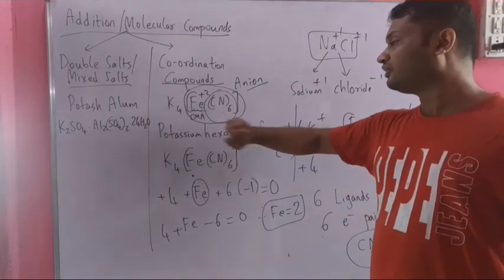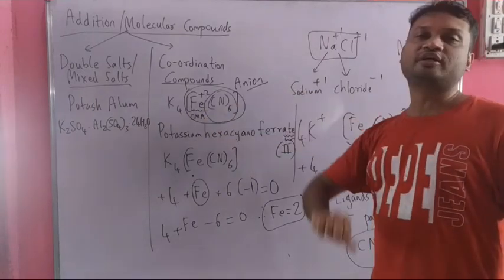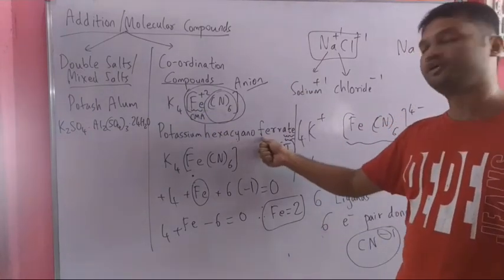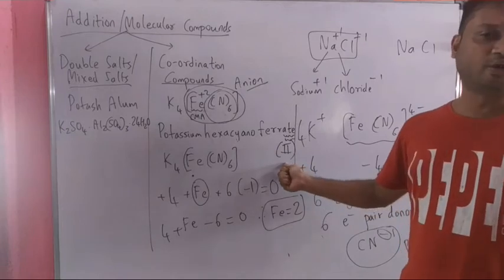Then after that we find the oxidation state of the central metal atom. Oxidation state of iron is +2, so we'll write it in Roman numerals.